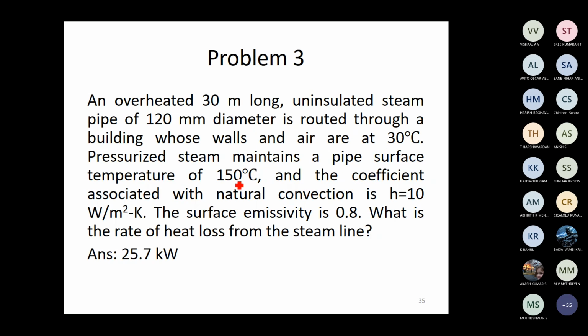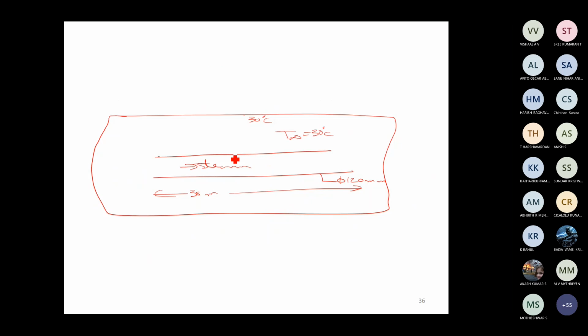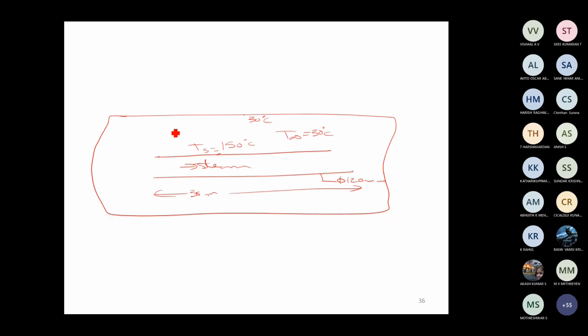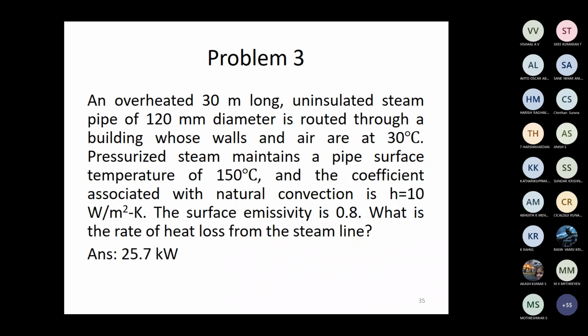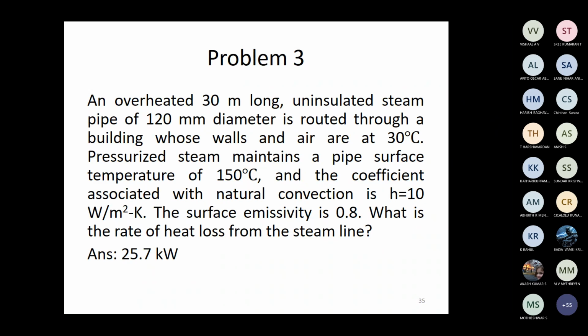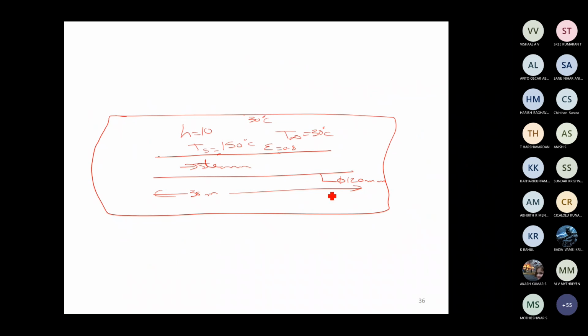Pressurized steam maintains the pipe surface temperature of 150 degrees Celsius. This temperature is 150 degrees Celsius, that is Ts. Surface temperature is 150 degrees Celsius. And the coefficient associated with natural convection, h, is equal to 10 watt per meter square Kelvin. So h is equal to 10. The surface emissivity also is given. So emissivity is 0.8, the emissivity of the pipe surface. What is the rate of heat loss from the steam line? So this is the question asked.